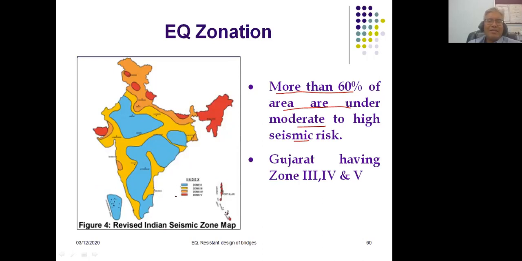So these are the three zones, zone 3, 4 and 5. Zone 1 is now merged into zone 2. So very little area is there, the blue area, that is zone 2, whereas the rest of the areas are zone 3, 4 and 5. So more than 60% of areas are under moderate to high seismic risk. Gujarat, if we talk about, has all three zones, zone 3, 4, and 5. So depending on the situation, we need to go for the earthquake design.